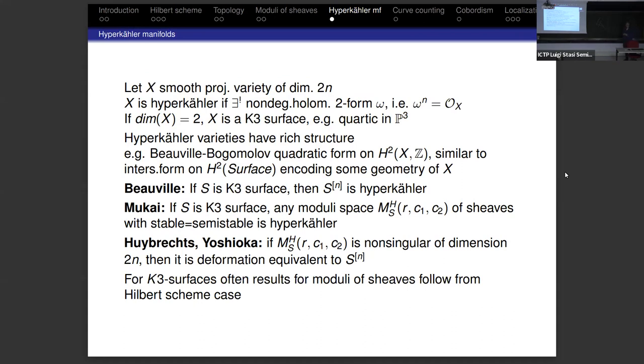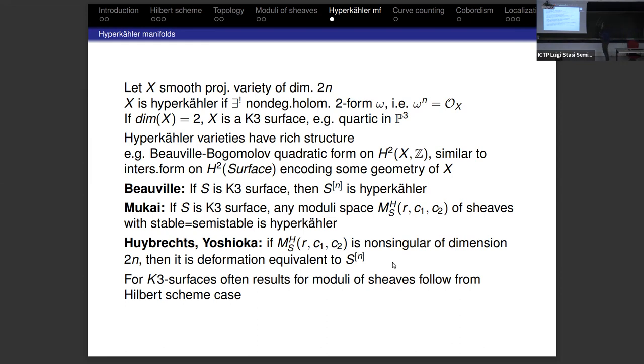So this is a quadratic form on the second cohomology, which behaves in many ways like the intersection form on the second cohomology of the surface. So somehow these hyperkähler varieties have a little bit of a surface flavor. And it somehow imports many geometric properties of our hyperkähler varieties. So as I said, if S is a K3 surface, then S^[n] is hyperkähler. More generally, Mukai showed that if S is a K3 surface, and we take any moduli space of sheaves where stable is equal to semistable, which is not singular, then this moduli space must be hyperkähler.